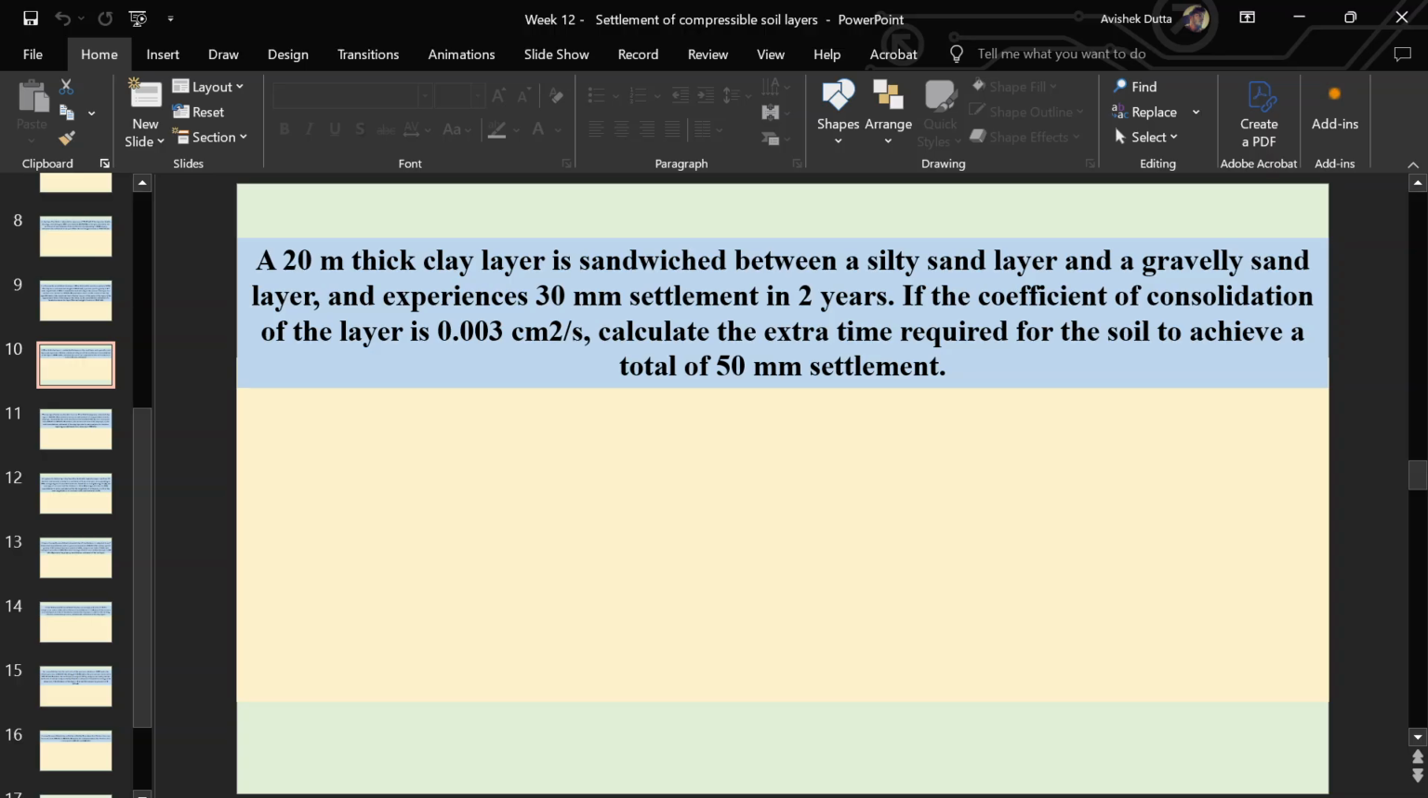Here I am asking about the extra time required and not the total time required. It has already experienced 30 mm settlement. In how much extra time will it experience a total of 50 mm settlement?